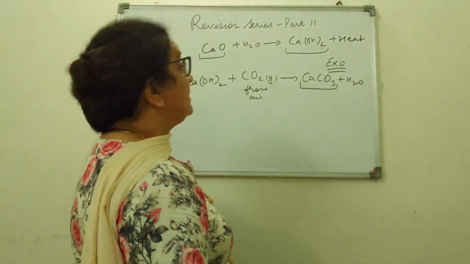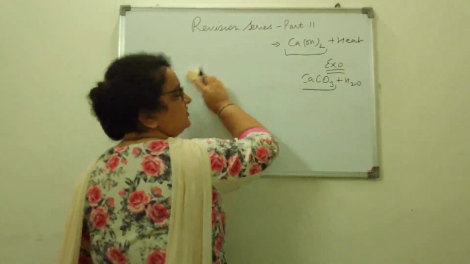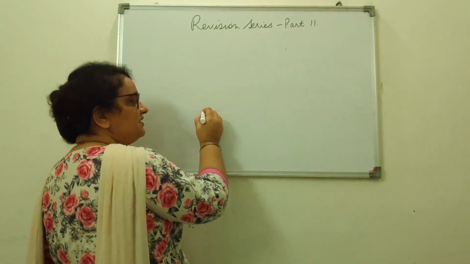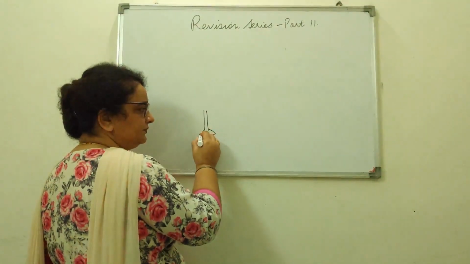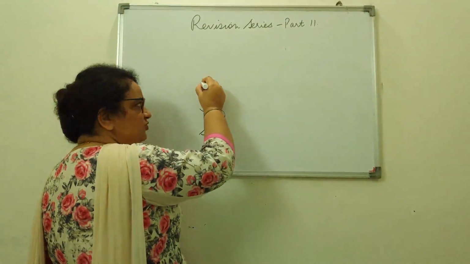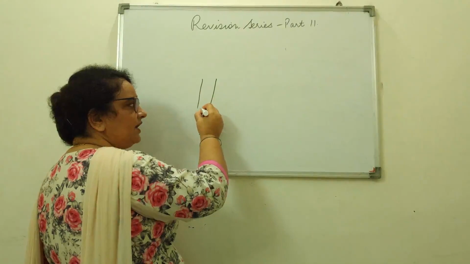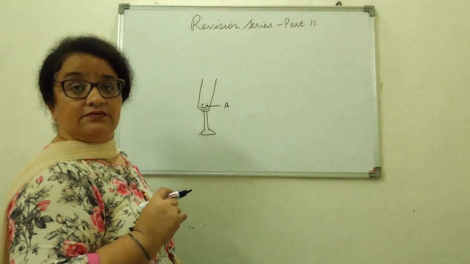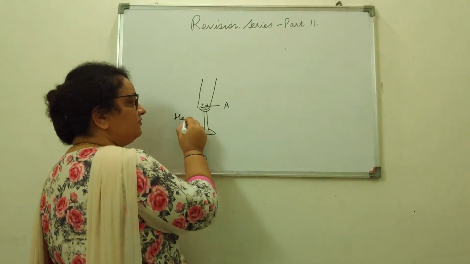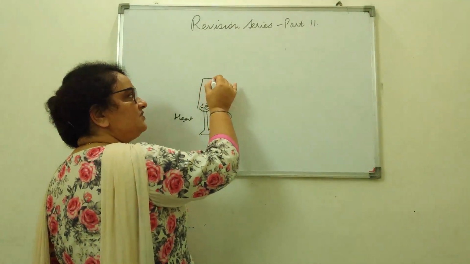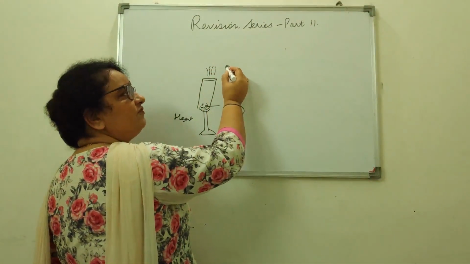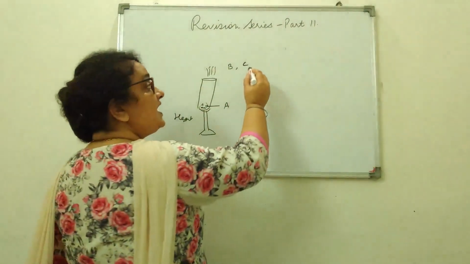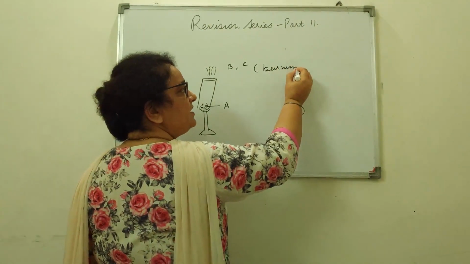And the next question is regarding the decomposition reaction. So what type of questions will you be getting? Say, the first example is the spirit lamp. Then the test tube is here, and in this test tube there is a green colored salt named A. When you heat this, there is an evolution of gases, B and C, and they have a smell of burning sulfur.